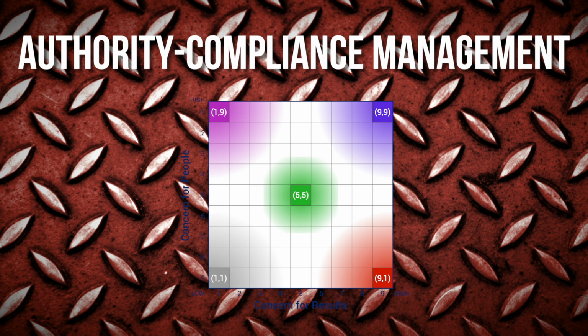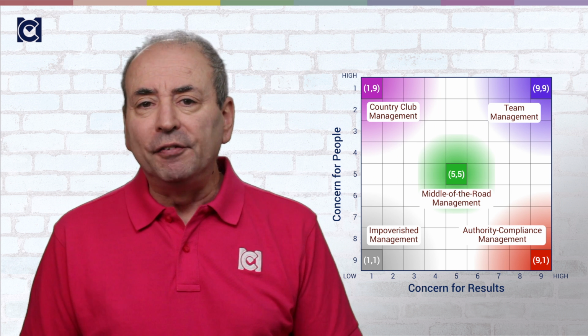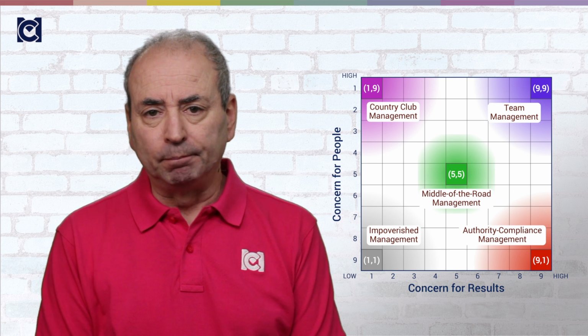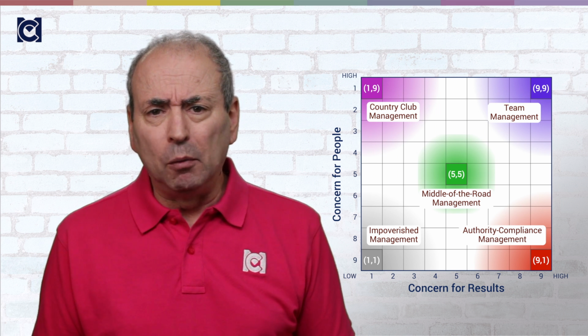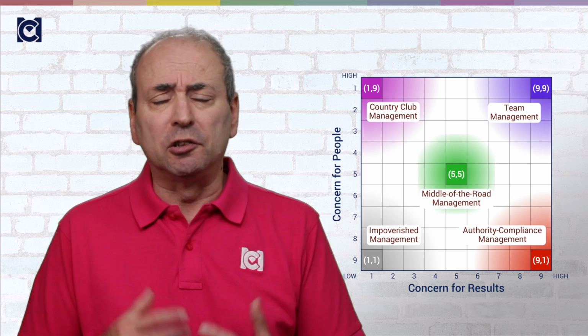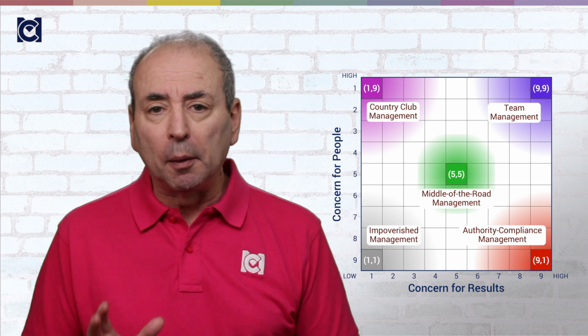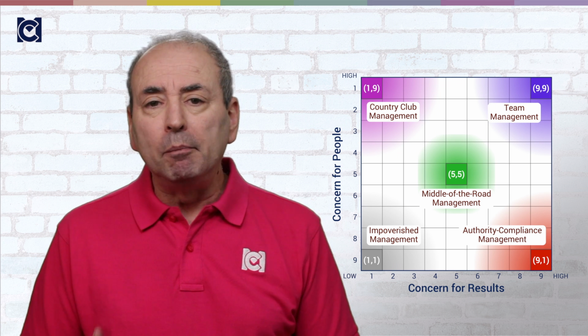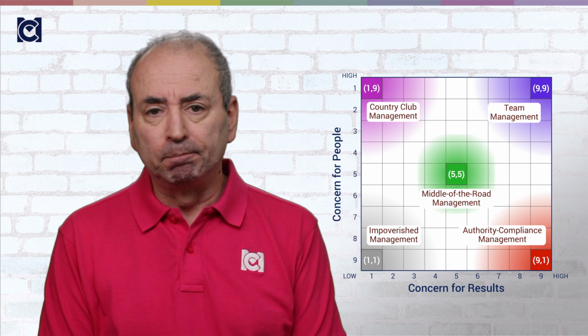Authority compliance management, high concern for results, low concern for people. This is an autocratic or authoritarian leadership style with the need for task compliance dominating. Leaders who choose this style act as if their team is nothing more than a resource to get the job done. The team's needs are secondary to the task at hand. These leaders are likely to set and enforce strict policies and procedures and may see penalties or punishments as a legitimate way to get the results they need.